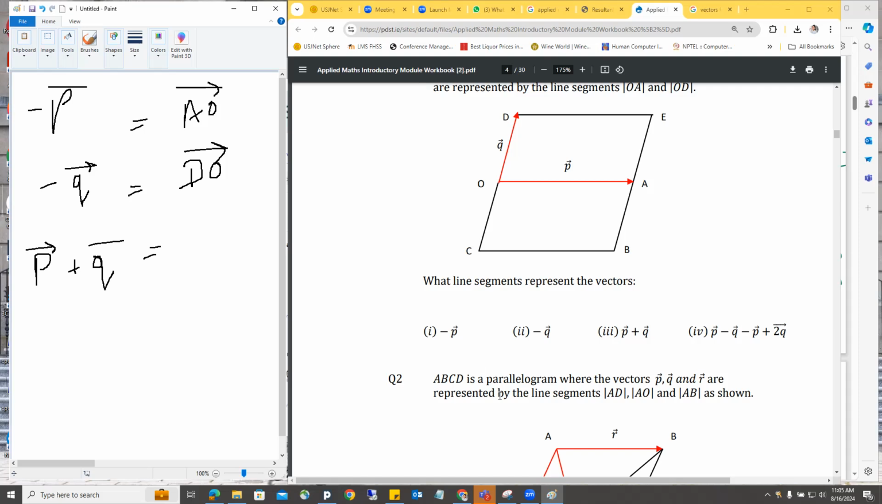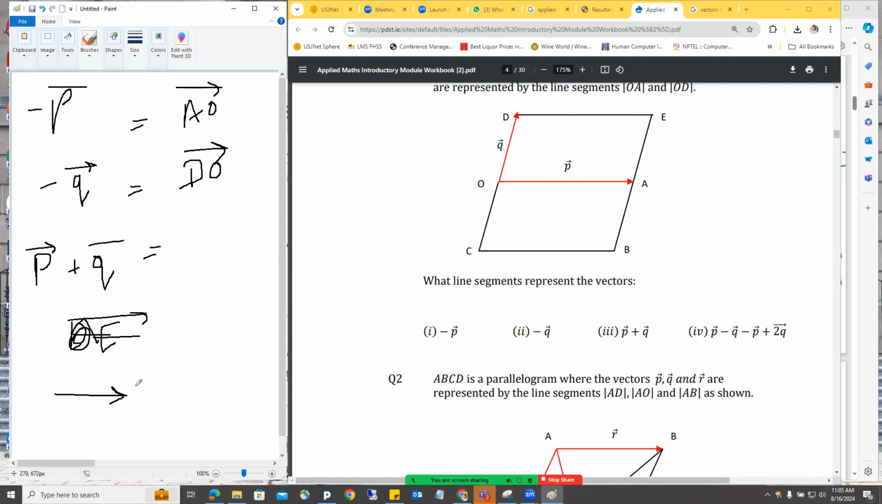P plus Q means OA plus AE, no? So here we have P, and for this side here we have Q. That is OA plus AE, which means we can say it in a single line segment, that is OE. Is it clear?